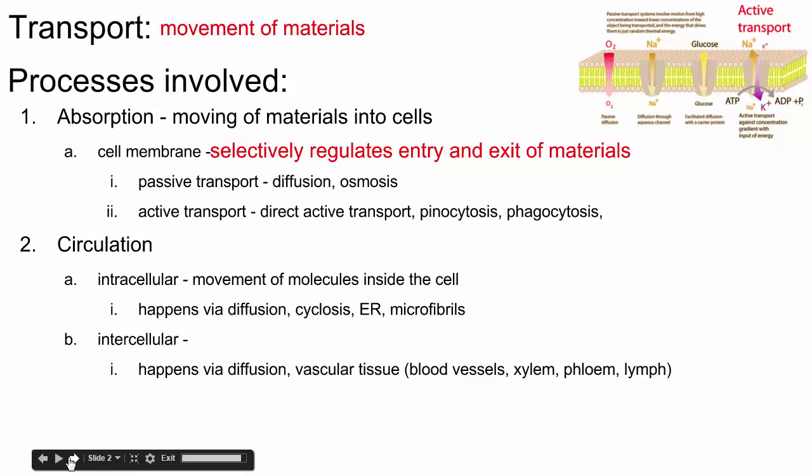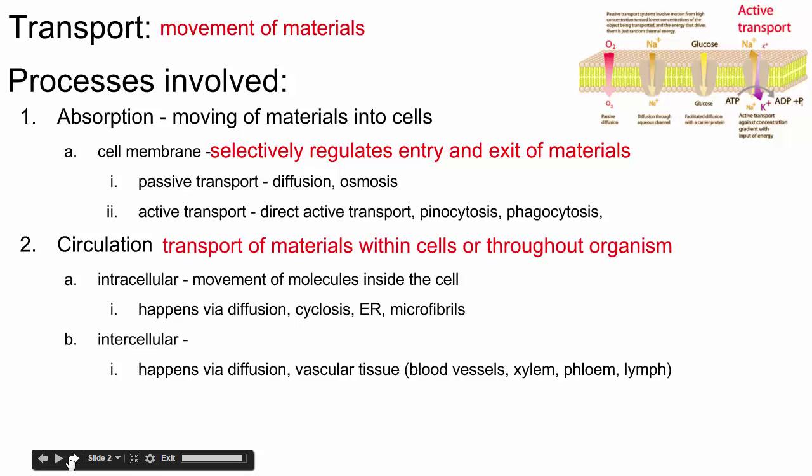Once those materials are in the cell, then in the organism, they are moved around. They have to be transported from place to place. We call this circulation, okay? Transport of materials within the cells or throughout an organism.